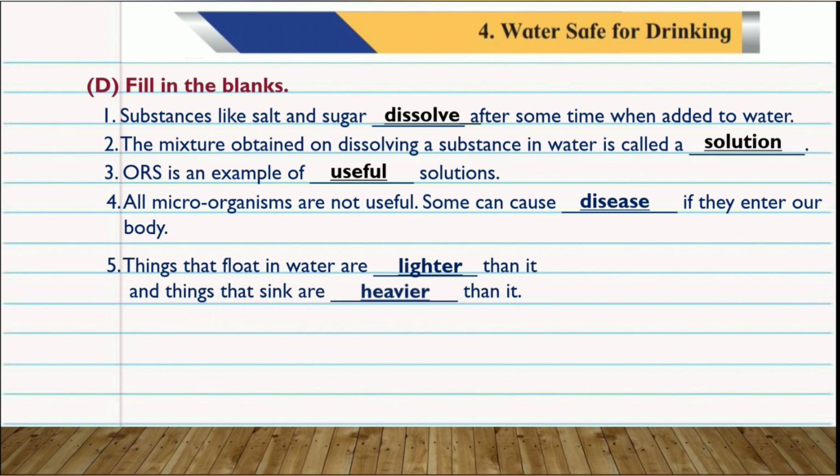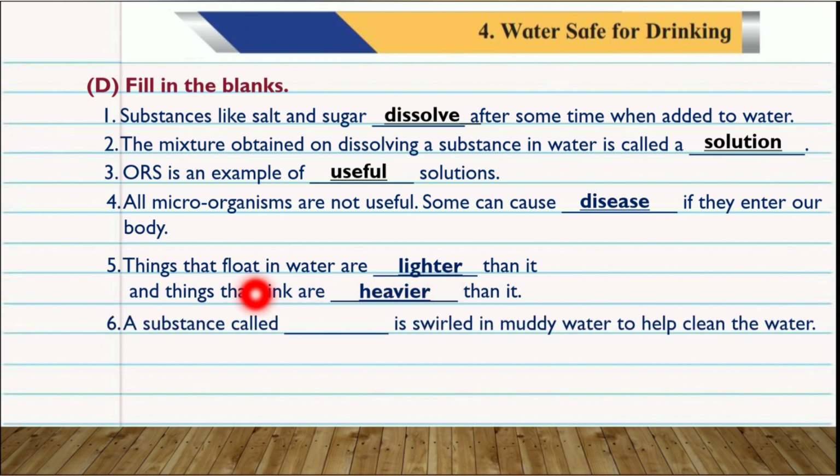Now next question. Next, fill in the blanks. A substance called dash is swirled in muddy water to help clean the water, and the answer is alum. A substance called alum is swirled in muddy water to help clean the water. So like this you can write the fill in the blanks, students. Next question. You have to write true or false.